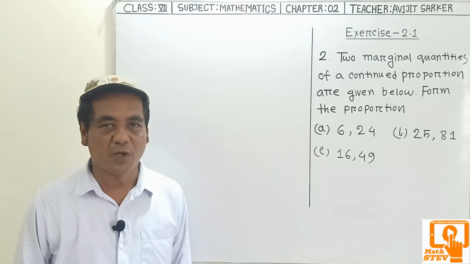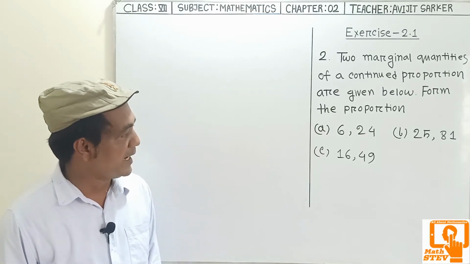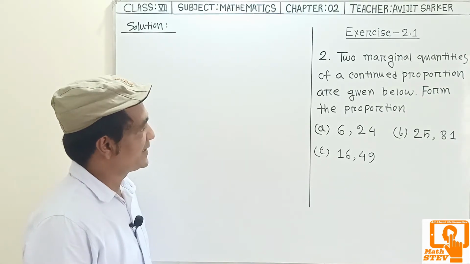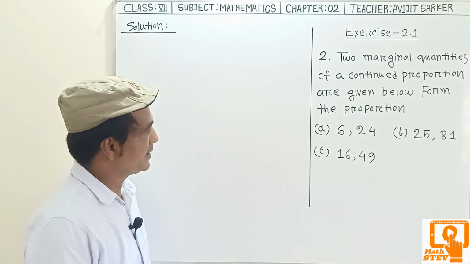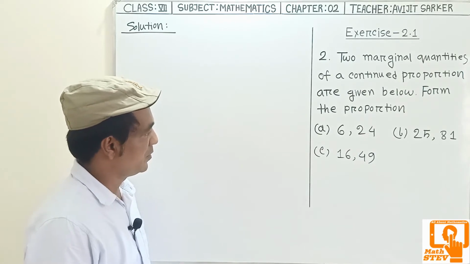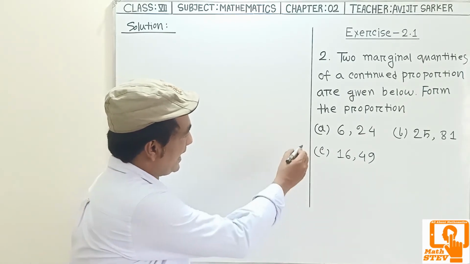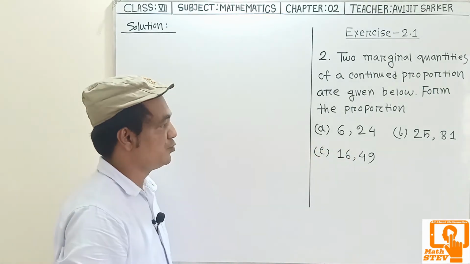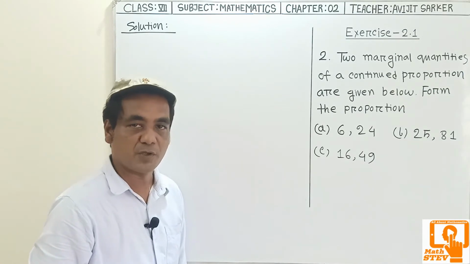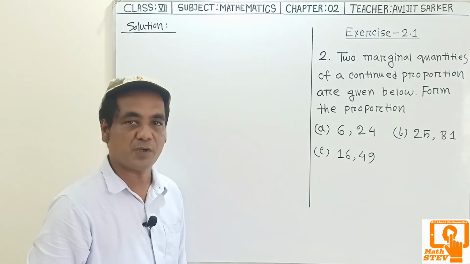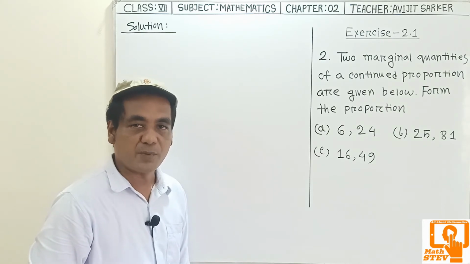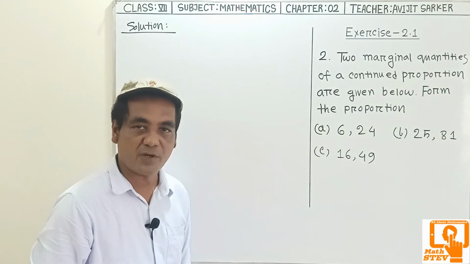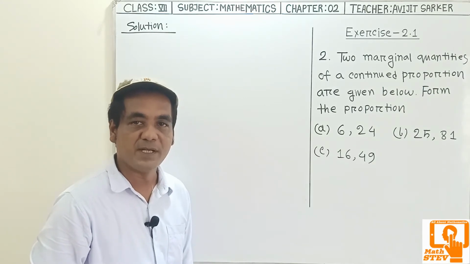Today I am going to solve problem 2 A, B and C in exercise 2.1. Question 2. Two marginal quantities of a continued proportion are given below. Form the proportion. In A, two quantities are given, 6 and 24. These are two marginal quantities of a continued proportion. We have to form a proportion. We know a continued proportion has three quantities. The first and third quantities are called marginal quantities and the second quantity is called the mid quantity.